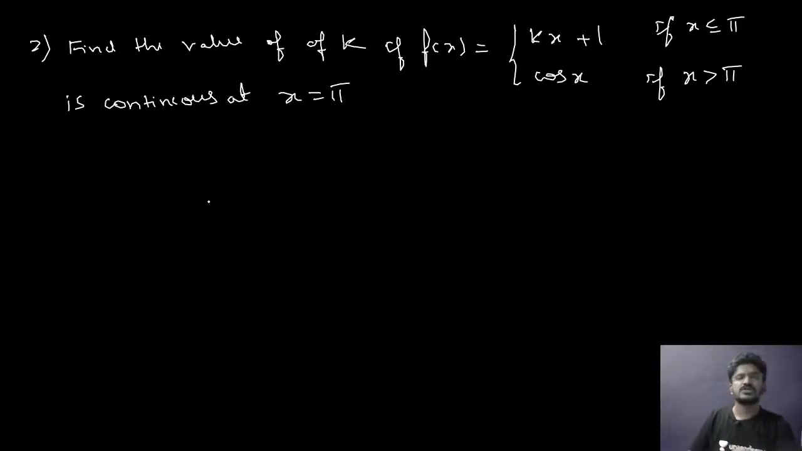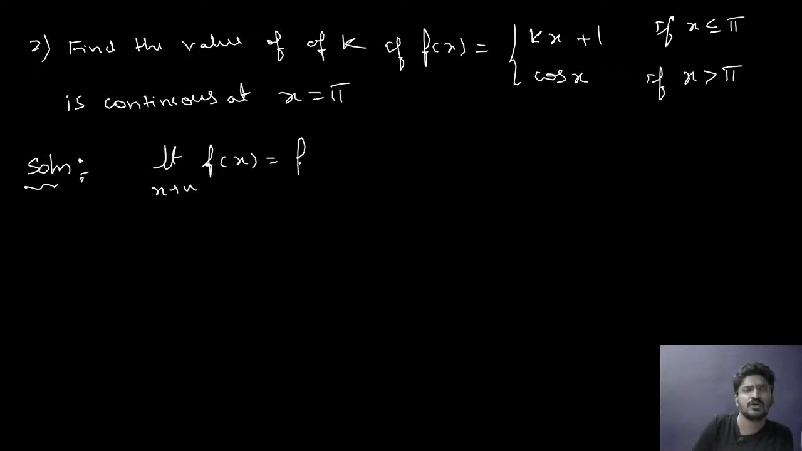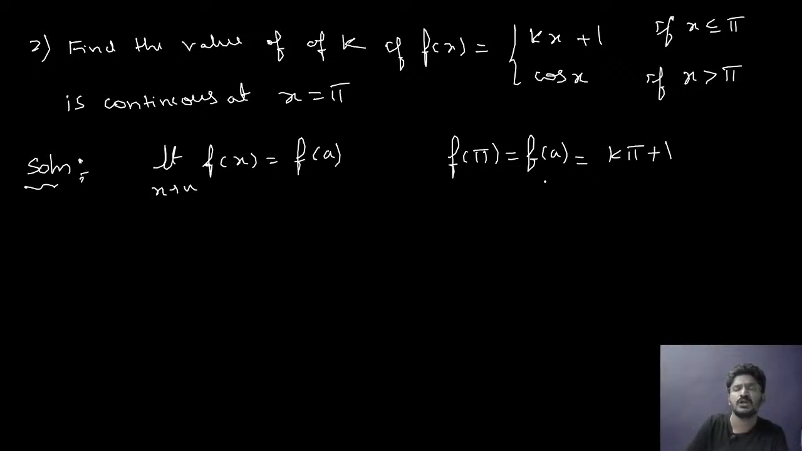Okay. So see here again we have to use our continuous function definition. What is the continuous function definition? That is limit x tending to a of f of x is equal to f of a. So here you can first find f of pi, that is nothing but your f of a. A value is pi. So f of pi is how much? At x equal to pi, your value will be kx plus 1. So that is k pi plus 1.